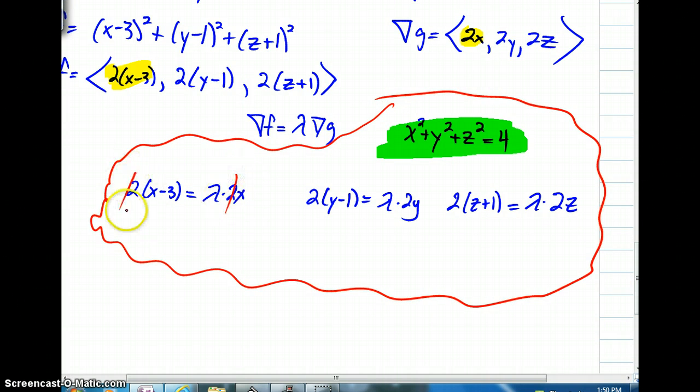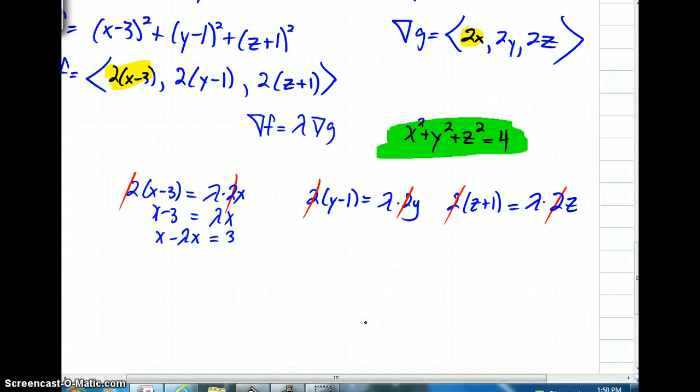Well, of course, we can divide out a 2 for all of these equations. That makes life considerably easier. But let's just take a look at what we have for our very first situation here. We have x minus 3 is equal to lambda times x. How about I subtract lambda x and simultaneously add a 3? How about we also erase that? And I'm going to factor out an x. We'd have 1 minus lambda over here.